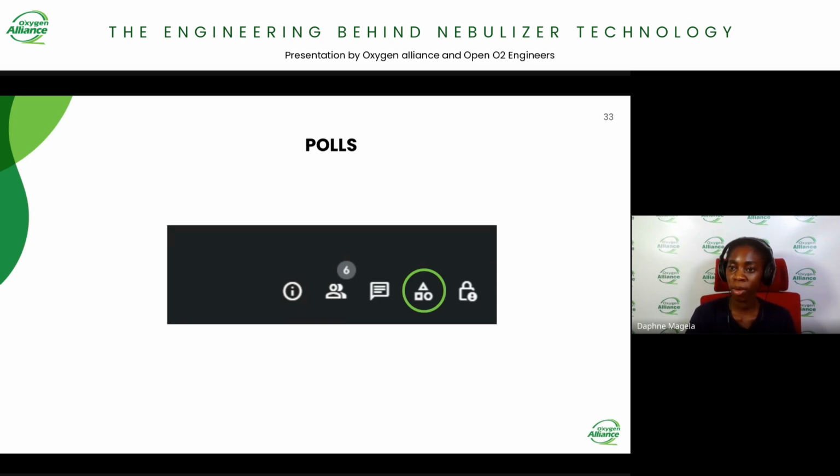Okay, so for poll number 1, which of the following is a major component of the jet nebulizer? Most got it right, it's the compressor unit. For poll number 2, jet nebulizers are associated with noise. That's true, got 8 votes. For poll number 3, which component of the ultrasonic nebulizer is responsible for converting electrical energy into mechanical vibrations? That's the piezoelectric transducer. All right, so we'll answer the next polls after Claudia, who is our last presenter for the day.